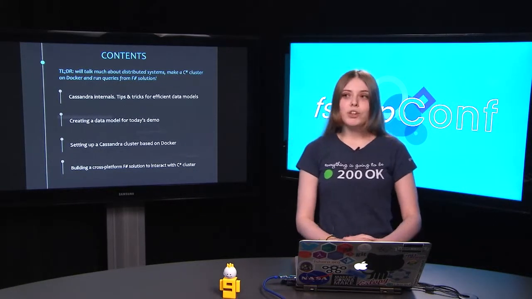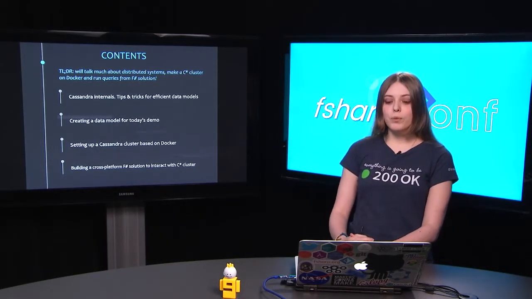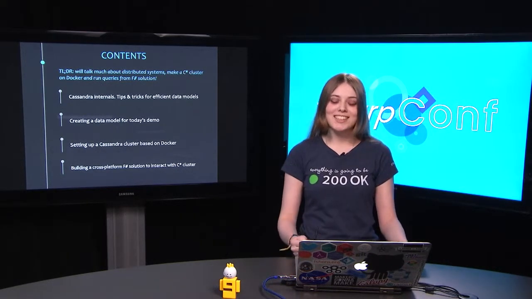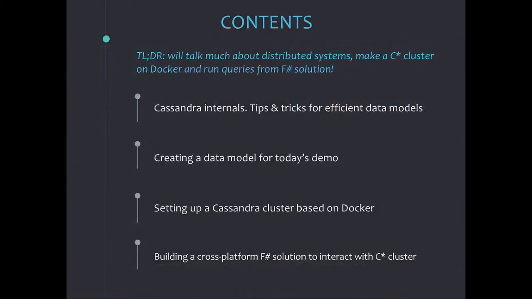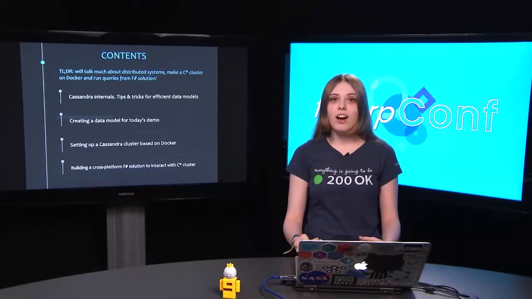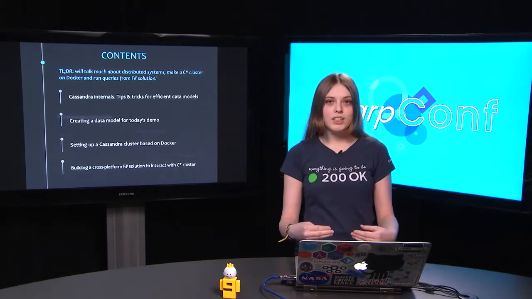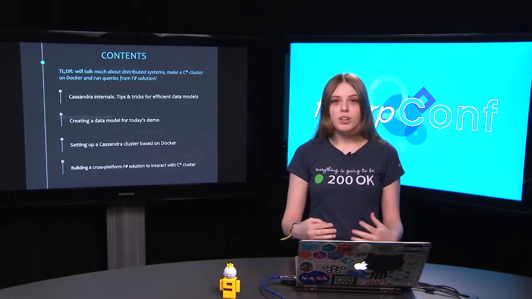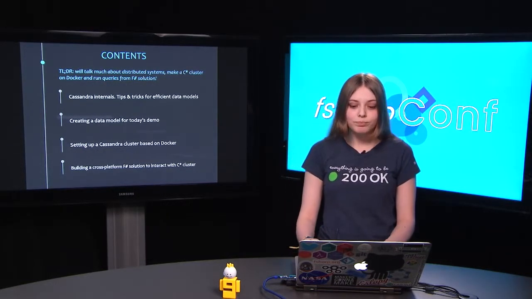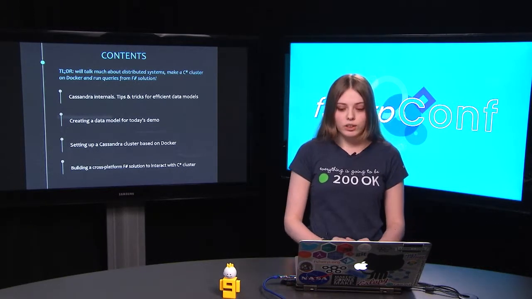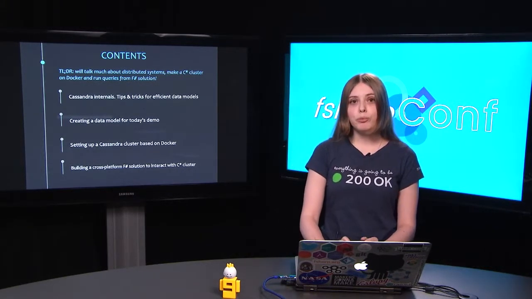And to do that, we should do a couple of things first. We should understand what is Cassandra and why in the world we want to use it. Then we'll talk about the data model, sample data model for today's demo. And I'll show you how to create the Cassandra cluster from 3 nodes. And it will be based on Docker, so it will be modular, nice, and simple. And after that, we'll use F# to connect to our cluster and to interact with what we've built.